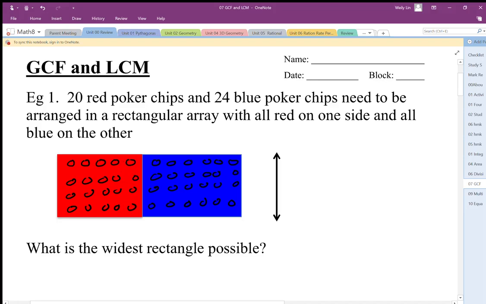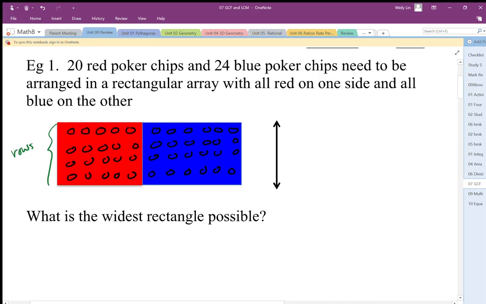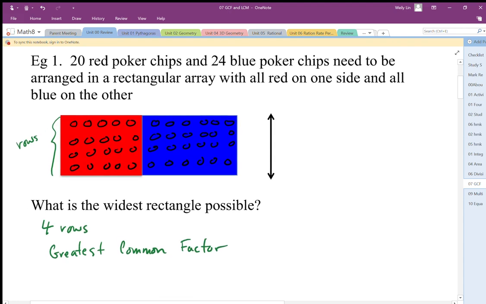Now, since this is a common side length or common number of rows here, okay, so this is my rows, we're talking about a common side length or common factor. So the widest rectangle possible is going to be 4 rows, and this represents the greatest common factor. Okay, so this is a GCF problem. So it's greatest common side length, or in other words, the greatest common factor is going to be 4 for these two sets of numbers.